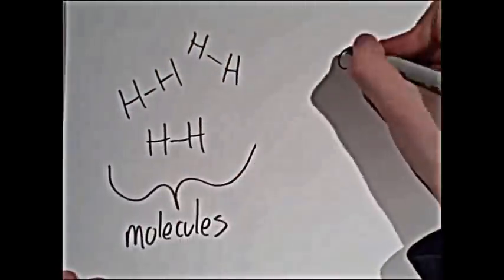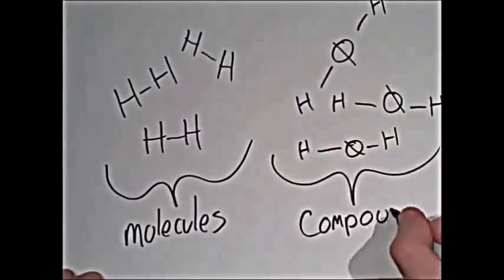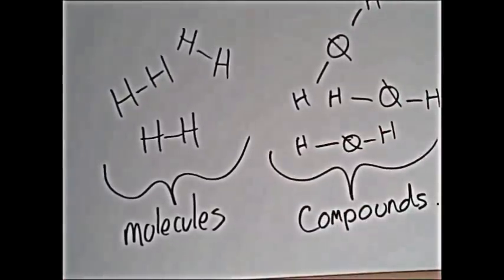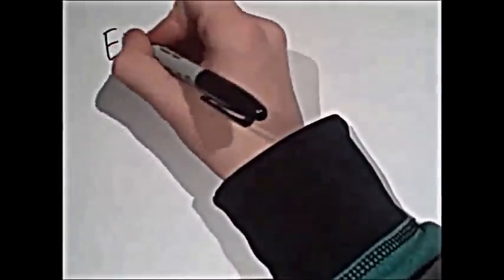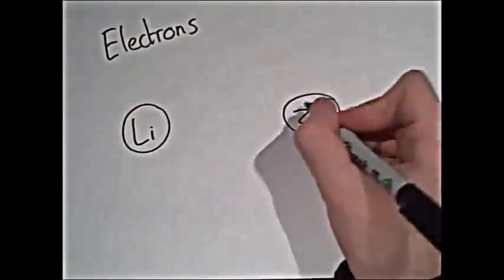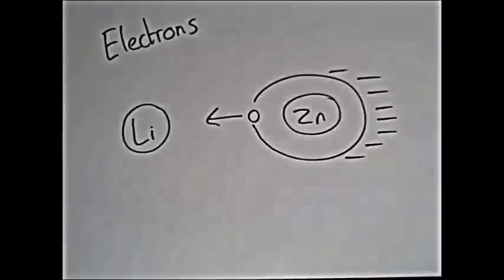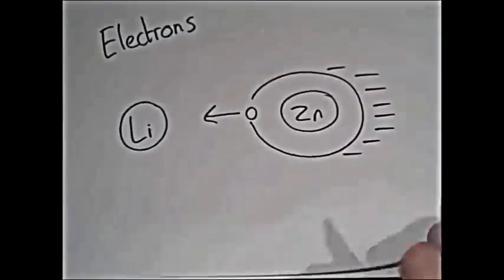A molecule is a single atom or group of atoms which are all the same, such as H2, whereas a compound is a group of two or more different atoms, such as H2O. It's the electrons which interact with each other, as each atom wants a full outer shell. Atoms will gain or lose an electron, and this will give it a charge. It will be positive if it loses an electron, and negative if it gains one.